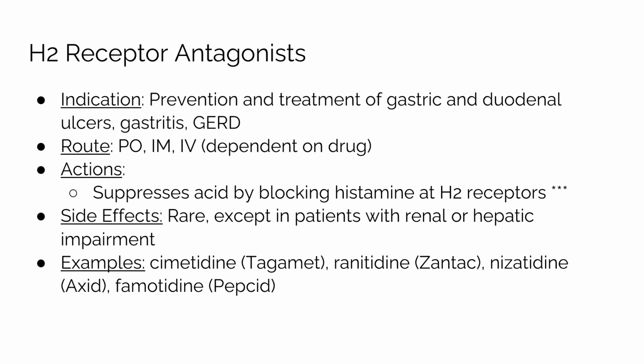H2 receptor antagonists. Indication: it's for prevention and treatment of gastric and duodenal ulcers, gastritis, and GERD. The route is dependent on the drug. Actions: it suppresses acid by blocking histamine at H2 receptors. Side effects are rare, except in patients with renal or hepatic impairment. Examples include cimetidine, ranitidine, nizatidine, and famotidine.